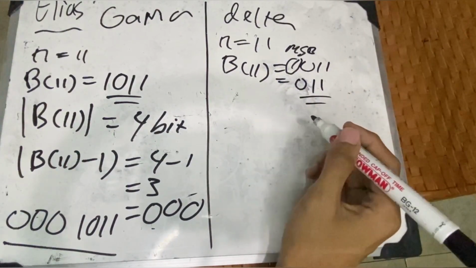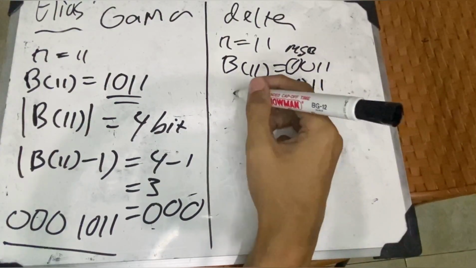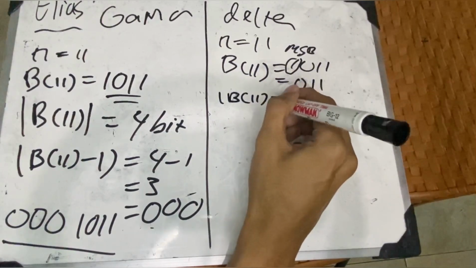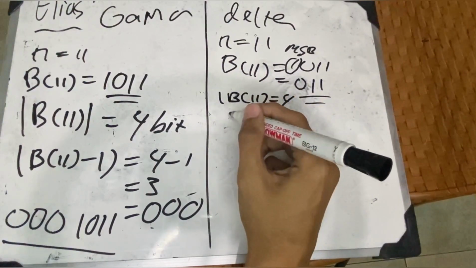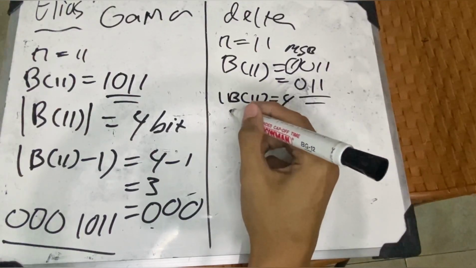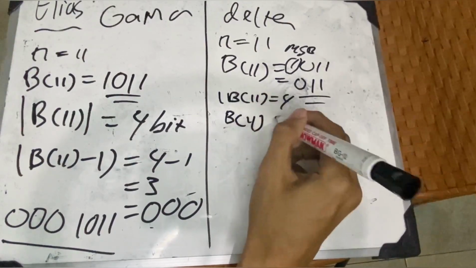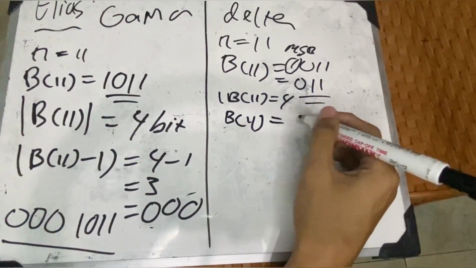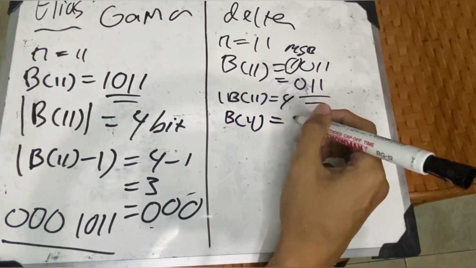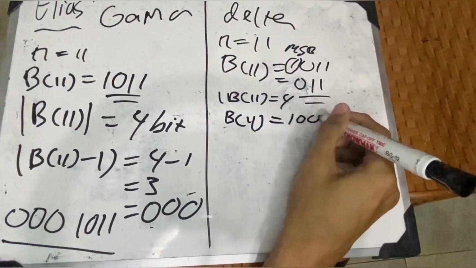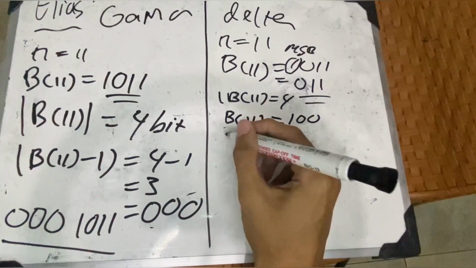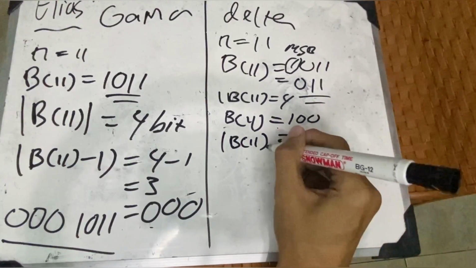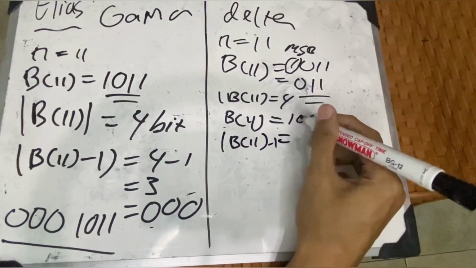Now in delta we know that the digit number of binary 11 is 4. So in delta we need to find the gamma coding of 4. In this process we know the binary of 4 is 1 0 0, and we need to know how many digits it has. 3 digits, minus 1, means 2 digits.